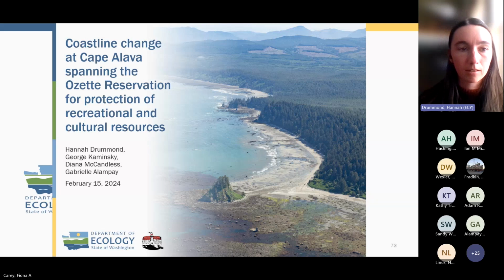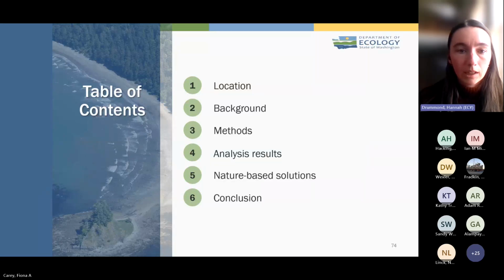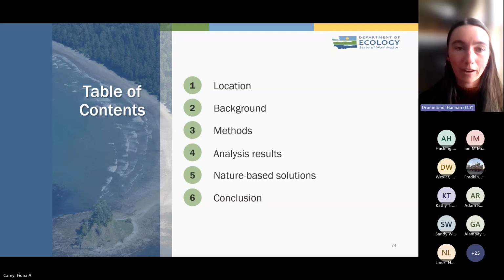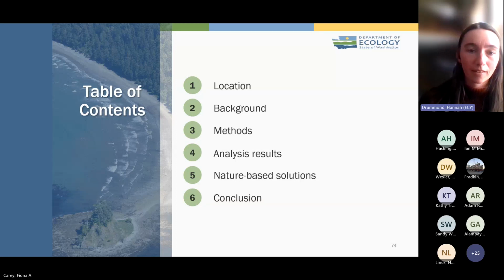Next slide, please. Quickly, I'll talk about location, background, methods, results, and then, spoiler alert, I'll offer up some nature-based solutions because we did find a little bit of erosion pattern there. And the slides are coming through a little funky, so we'll see how it goes, but we can move on to the next slide for now.